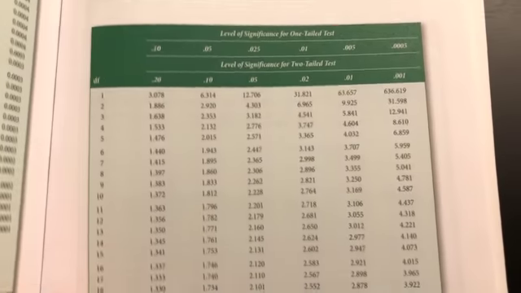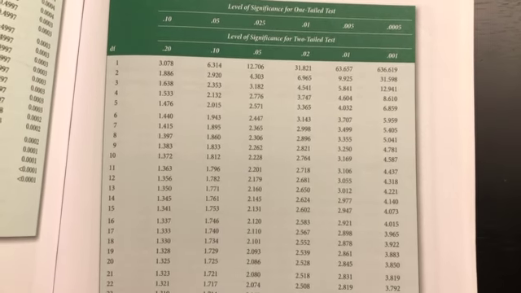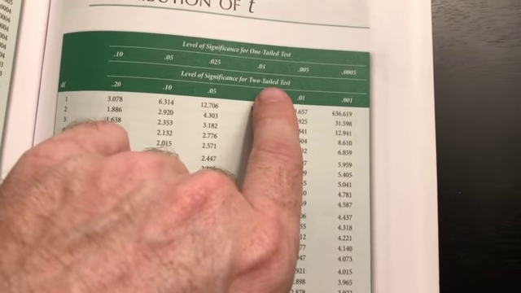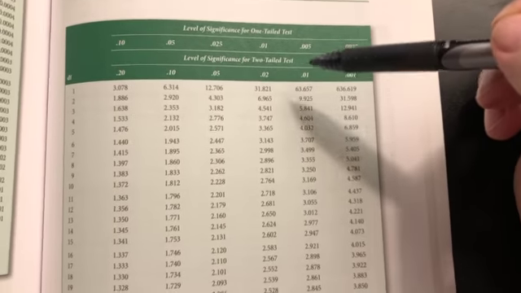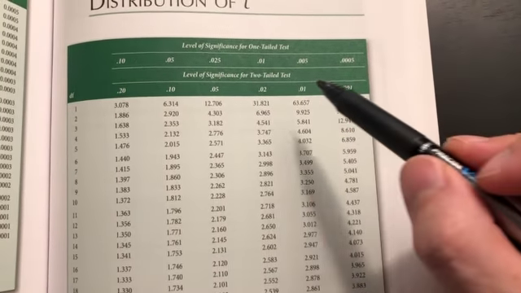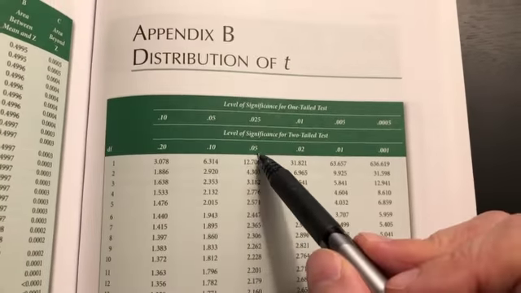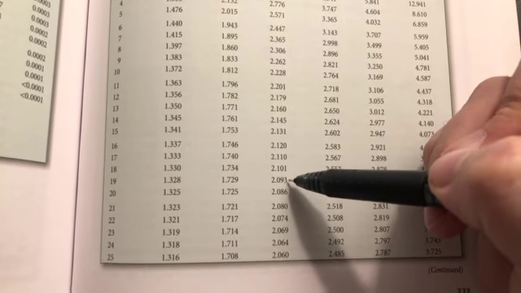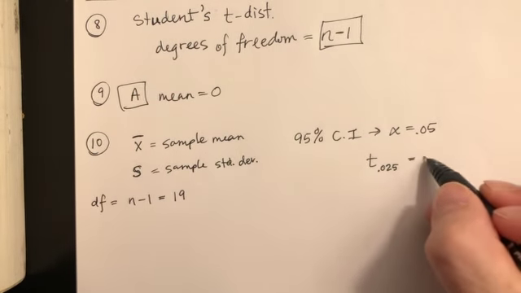I don't know what yours looks like, but it should look something like this. It just depends on what you're given. But degrees of freedom are along the left side, and the level of significance for a two-tailed test is what we're looking for here, not a one-tailed test. So for a two-tailed test, we want the level of significance to be 0.05. We go down to 19 degrees of freedom, and that is 2.093.